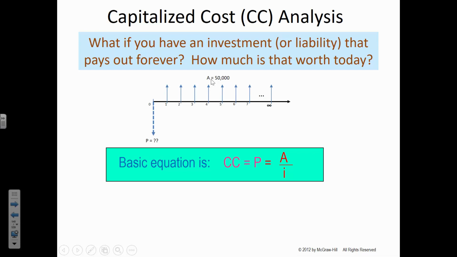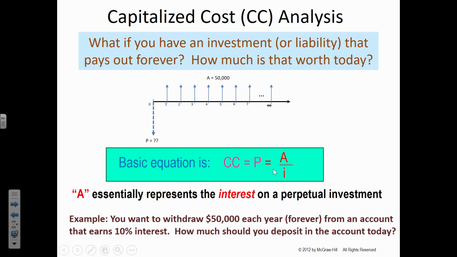So there is an actual finite value for the present worth of an annual series that continues forever. And the equation is much simpler than you might expect. To find the present worth of an annual series that extends forever, it's simply A, the amount, divided by i, the interest rate. So it represents the interest on a perpetual investment.